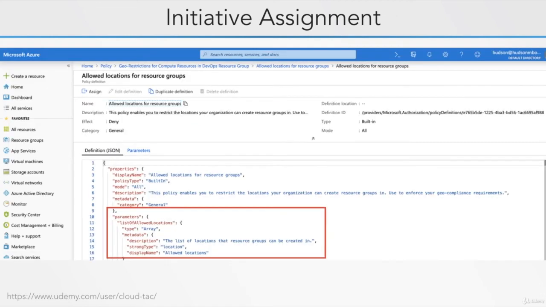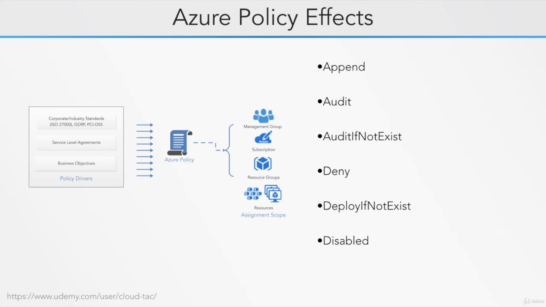Like policy parameters, initiative parameters help simplify initiative management by reducing redundancy. Initiative parameters are parameters being used by the policy definitions within the initiative. Each policy definition in Azure Policy has a single effect. That effect determines what happens when the policy is evaluated to match. The effects behave differently if they are for a new resource, an updated resource, or an existing resource.